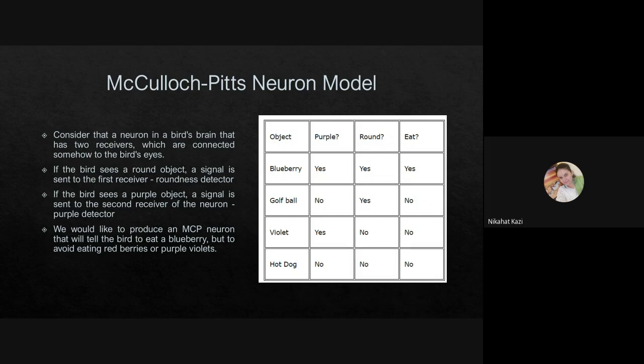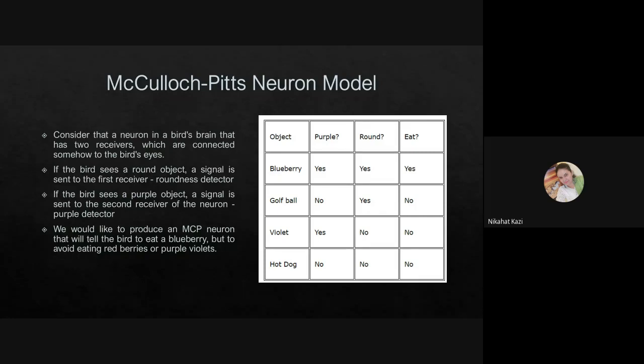Okay, so we have this table which is ready. So we have these four objects. Let us assume there are these four objects which are possible in the environment, and we are going to detect whether they are purple or round. So blueberry, golf ball, violet, and hot dog.